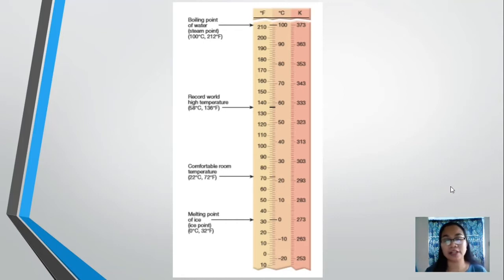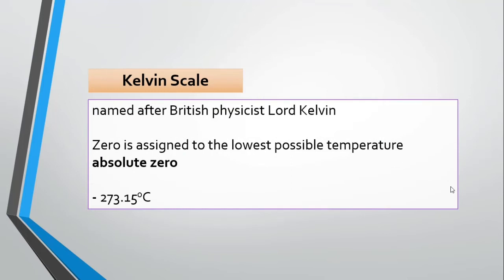Okay, we have different scales. For example, we have here degree Fahrenheit, degree Celsius, and also Kelvin. Okay, so we have Kelvin scale. Kelvin scale is named after British physicist Lord Kelvin, wherein 0 is assigned to be the lowest possible temperature. That is also known as the absolute zero, which is equivalent to negative 273.15 degrees Celsius. When we say that it's already at absolute zero, that means that the molecules are no longer moving.